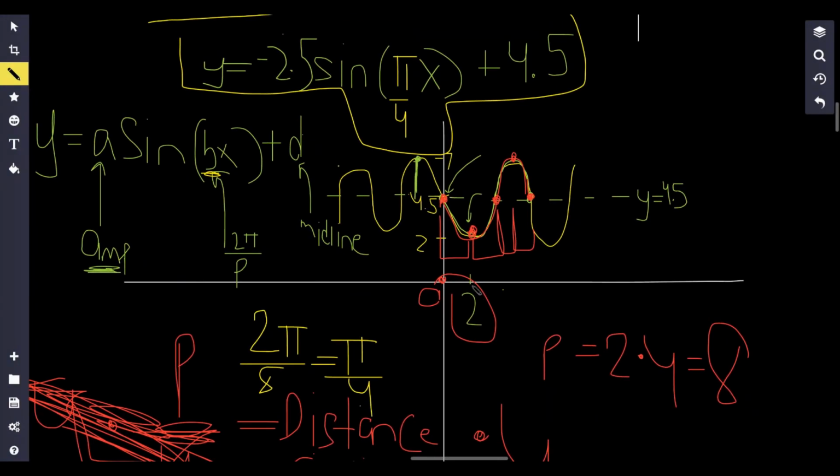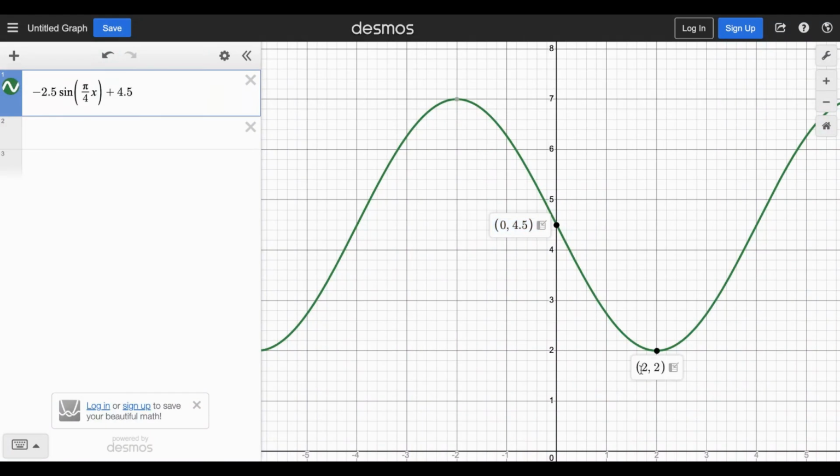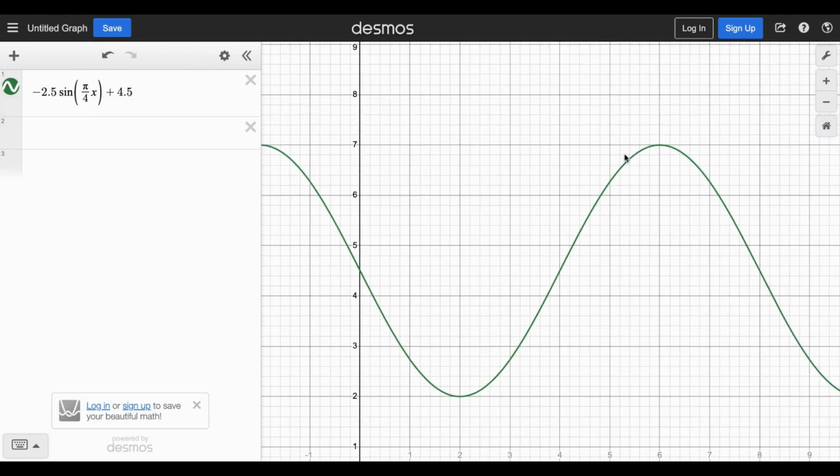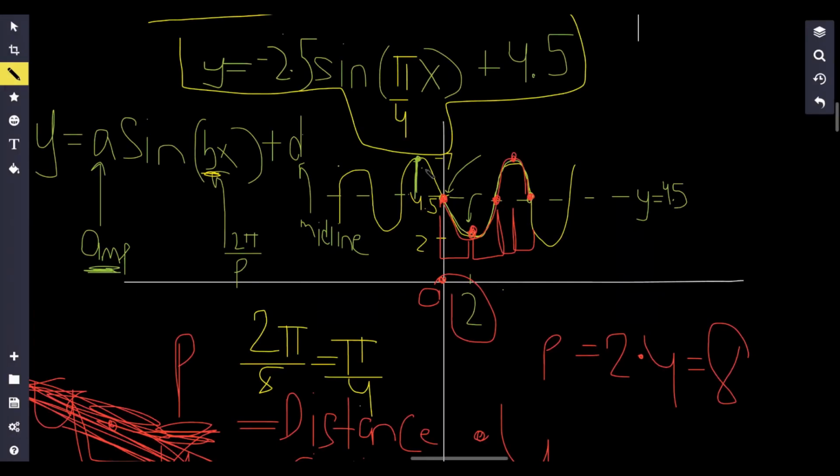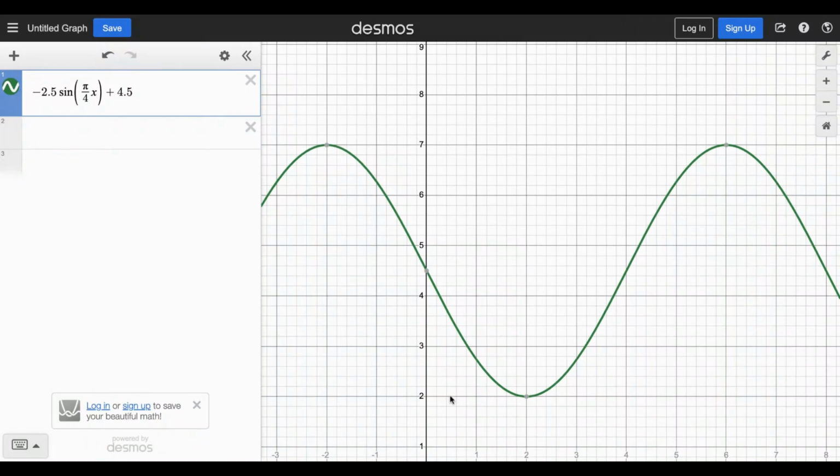We know that at x equal to 2, our y value is equal to 2. So x is equal to 2, y value is equal to 2. And it looks like my maximum point is 7, and so is the case here. Everything looks pretty good. So this is the answer.